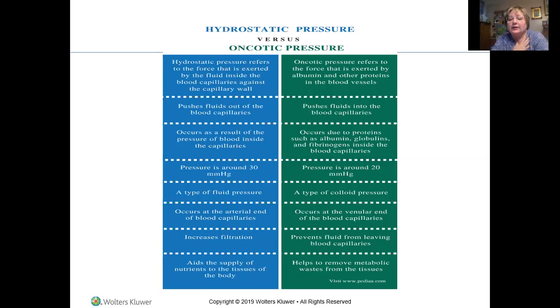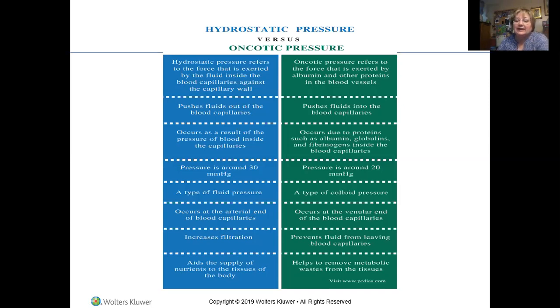That occurs as a result of the pressure of the blood inside the capillaries, so it's definitely tied to blood pressure. This pressure is around 30 millimeters of mercury. You normally start out with a pressure of 119 over 79 in the arteries. But as those arteries branch downward into arterioles, and then those branch into the capillaries, we keep on losing pressure. So at this point, the pressure is around 30 millimeters of mercury.